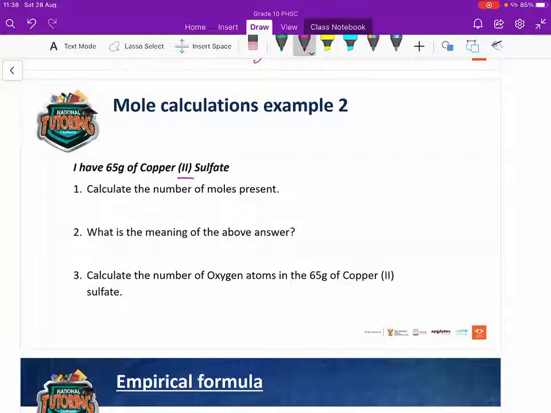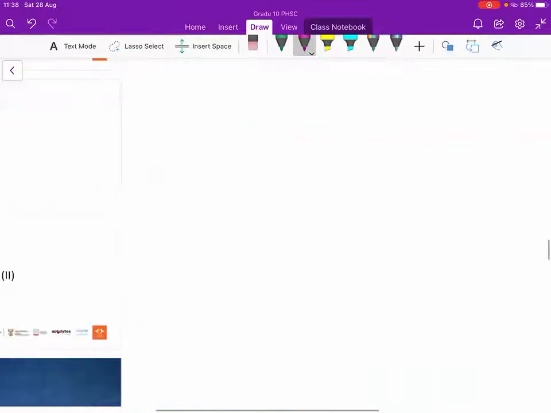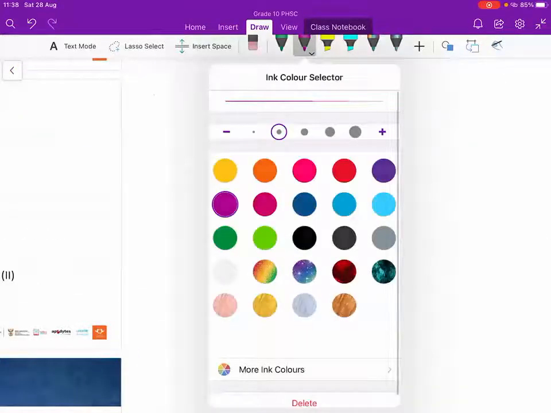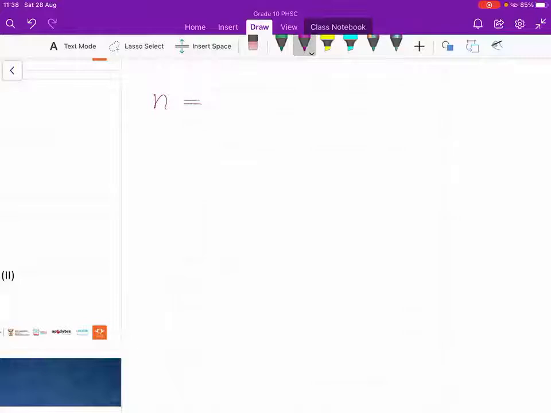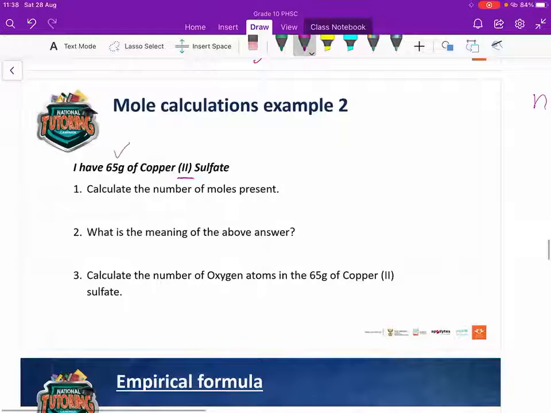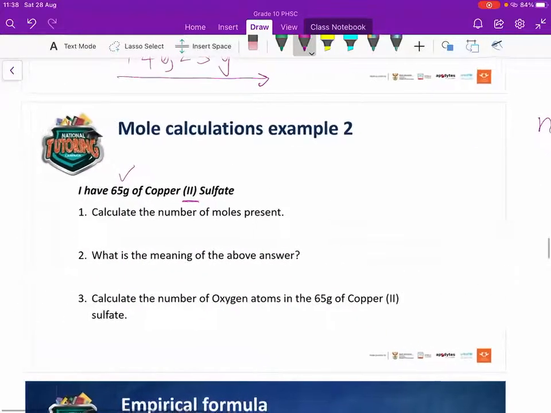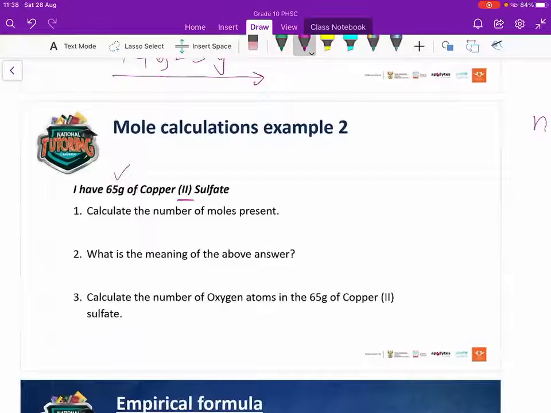It says calculate the number of moles present. So in order to do that, see, this is where I need more space. In order to work out the number of moles, it's mass divided by molar mass. Now I know what the mass is, it's 65 kgs, but the molar mass is now going to be a little bit trickier because they didn't give me the formula. They just said copper 2 sulfate.